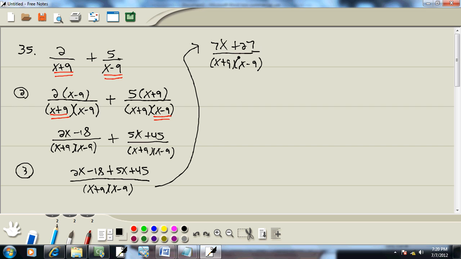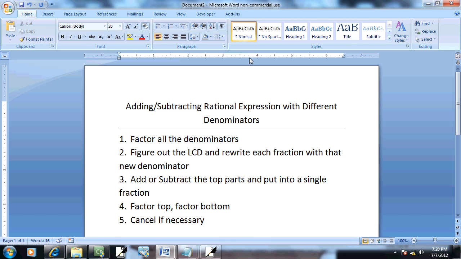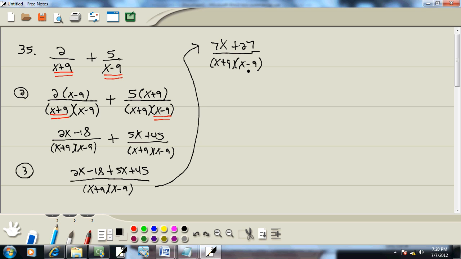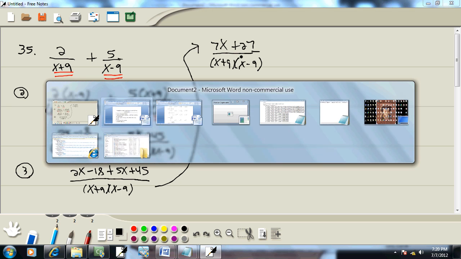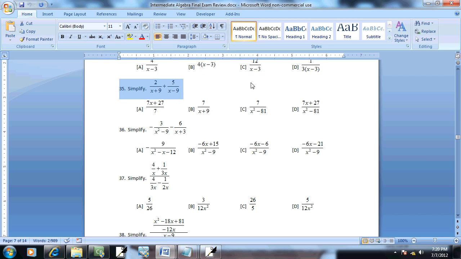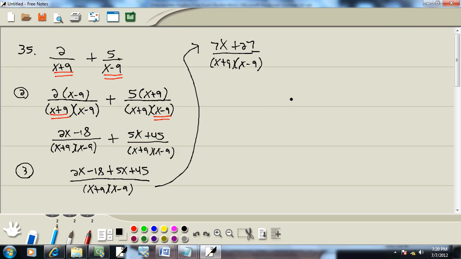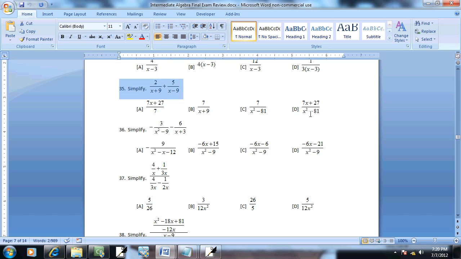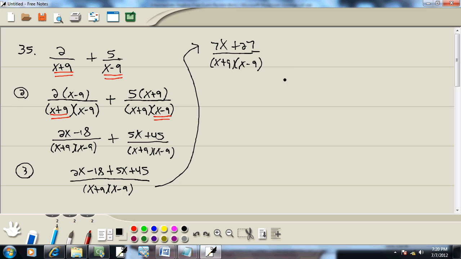Step 4, factor the top, factor the bottom. Bottom's already factored, and it should be if you didn't actually multiply these together. Top part I can't factor anything out. It looks like GCF, but 27 is not divisible by 7. So obviously we cannot cancel because these don't look alike. So 7x plus 27, and they go ahead and multiply those through. So it'd be D.